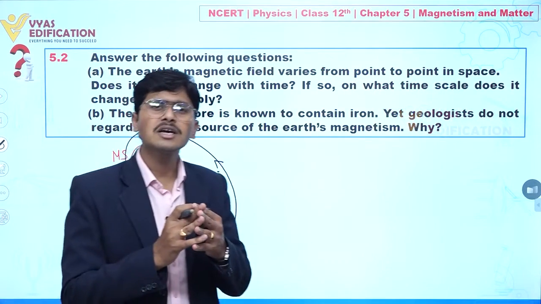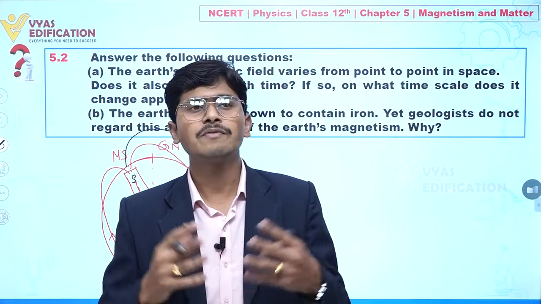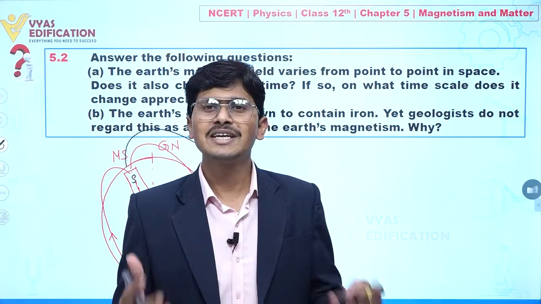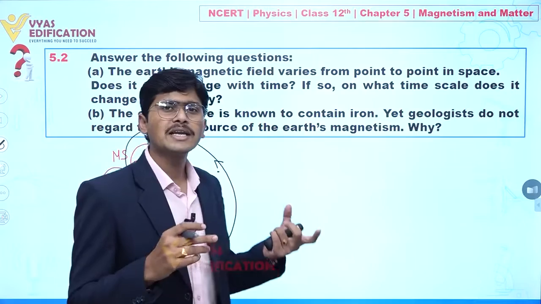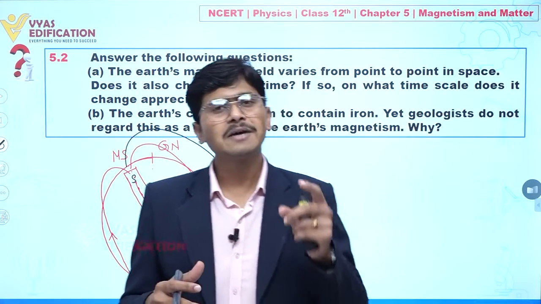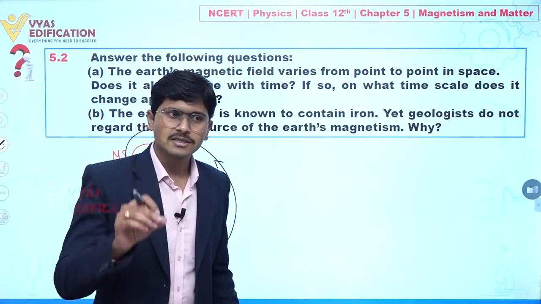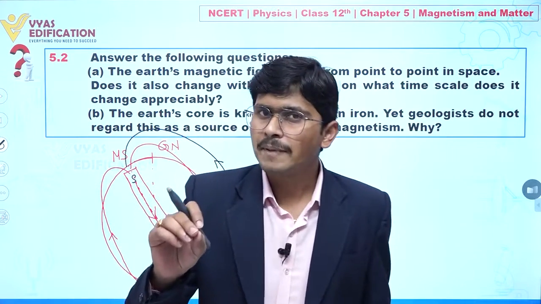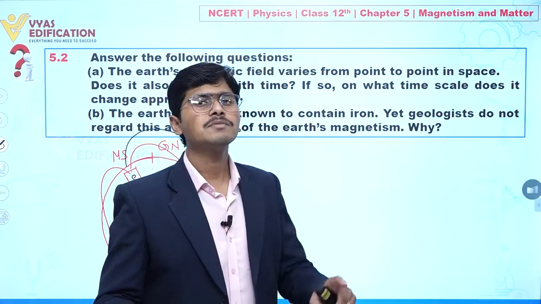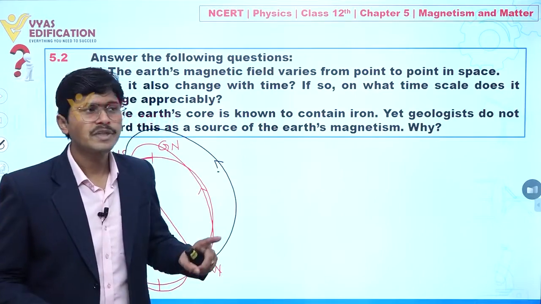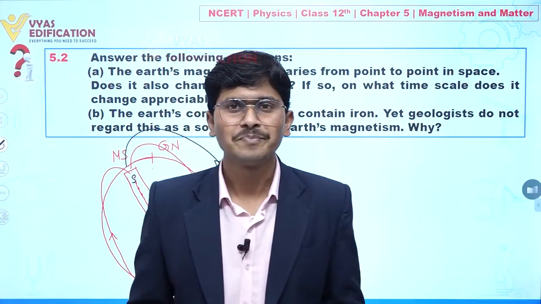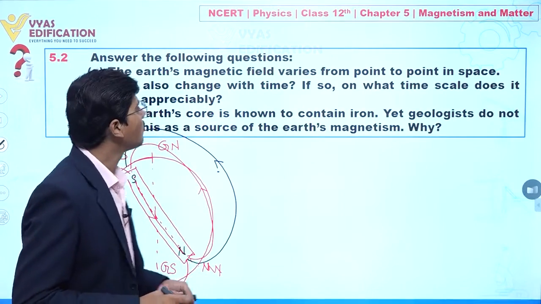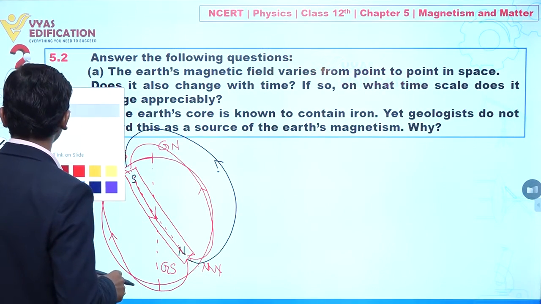But if we are talking about just a few years, let us suppose 10 years, 20 years, 50 years, you will not find any appreciable change in the magnitude of the magnetic field at a particular location, clear. So, yes, definitely it is true that the magnitude of the magnetic field varies from space to space, and with time it also changes, but it takes hundreds of years, clear. So, this is all about part number A, clear to everyone? Yes.